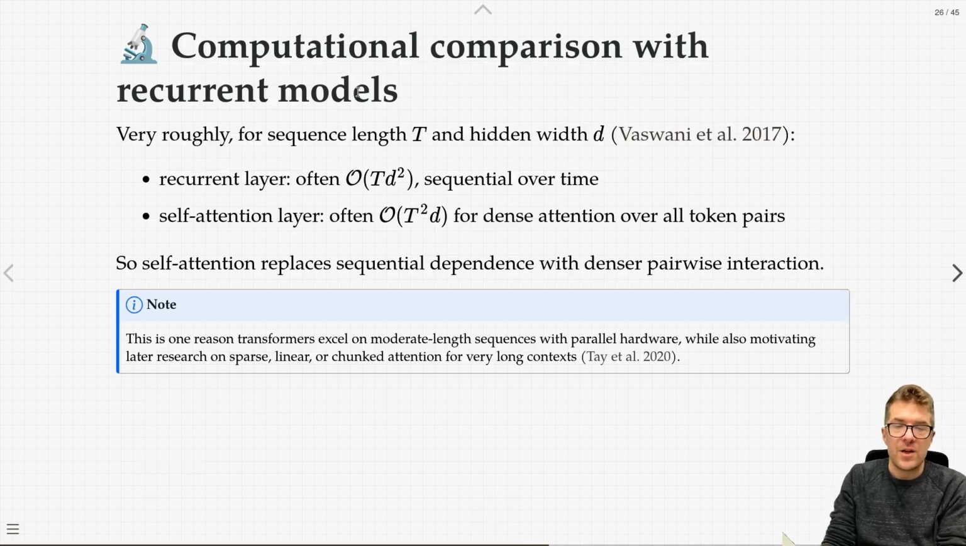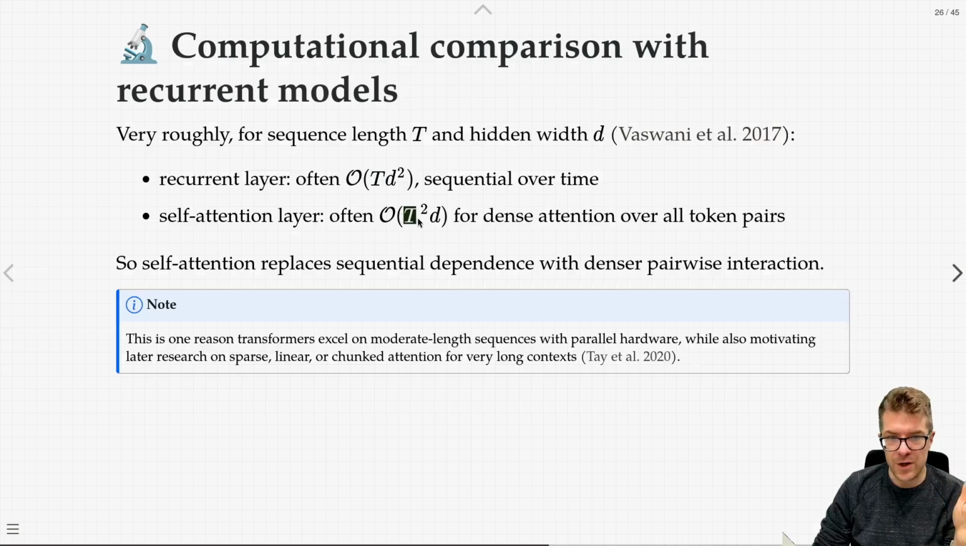A quick computational comparison. We talked about the computational complexity. In recurrent neural network models, the complexity is big O, big T times D squared for sequences of length T. This is sequential over time.